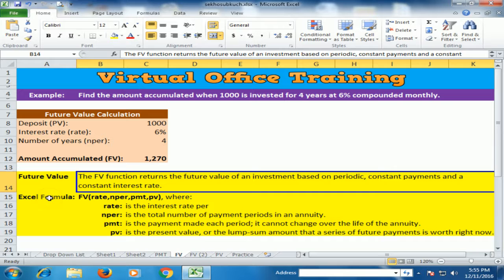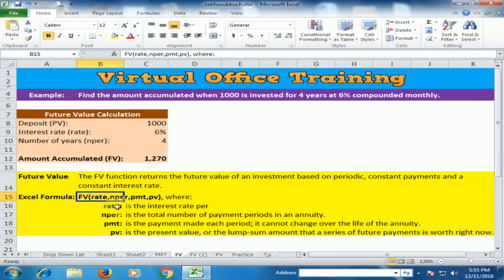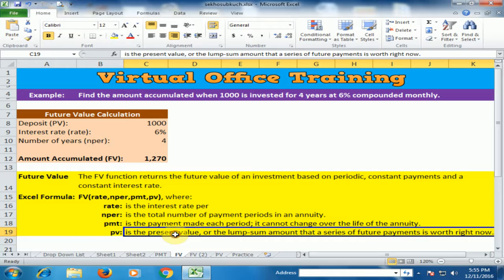rate. Here is the formula of future value, where rate is the interest rate and NPER is the total number of payment periods in an annuity. PMT is the payment made each period. It cannot change over the life of the annuity, and PV is the present value.